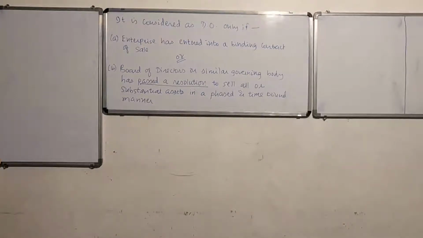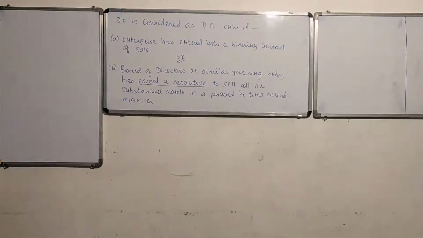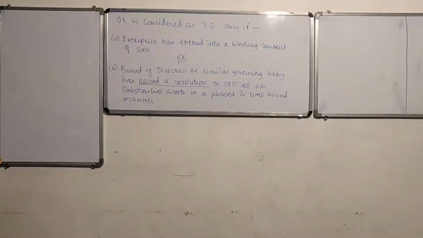So let us try to summarize our entire discussion. Tell me, what exactly do we understand as a discontinuing operation? It's a distinguishable component of an enterprise, right? It is representing a major line of business or a geographical area of operation from which we are withdrawing, right? And remember, we are withdrawing entirely, and if not entirely, then at least substantially. A few assets here and there you are selling, that's not a discontinuing operation.